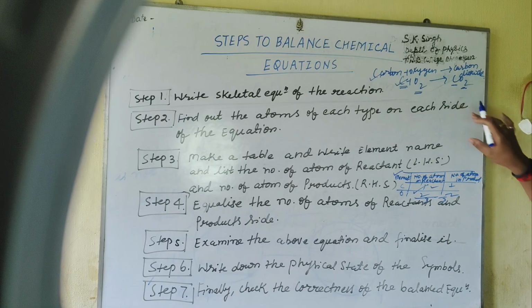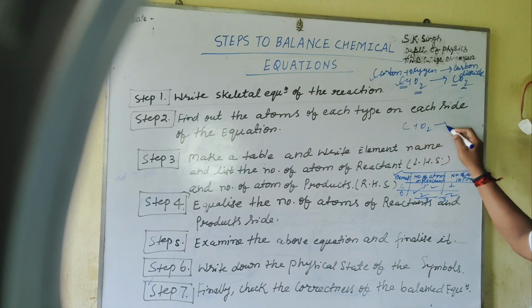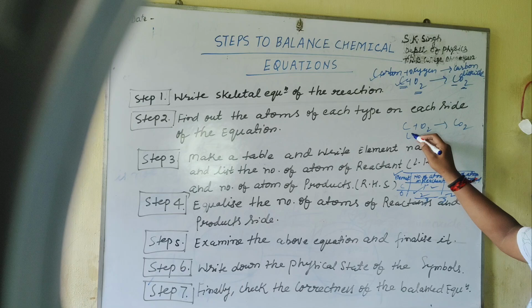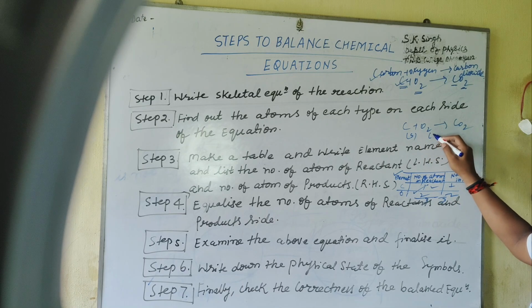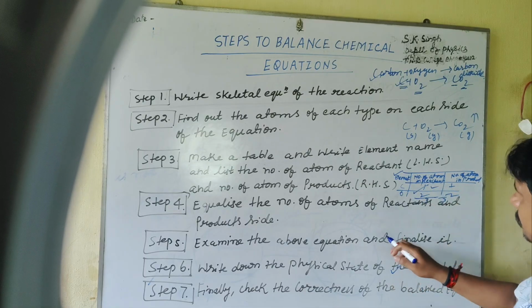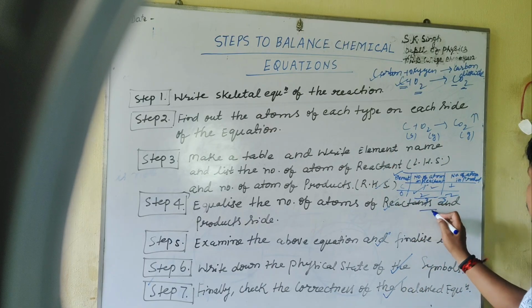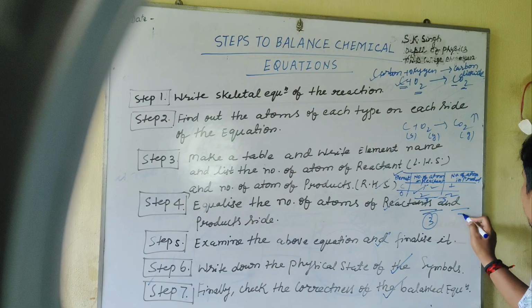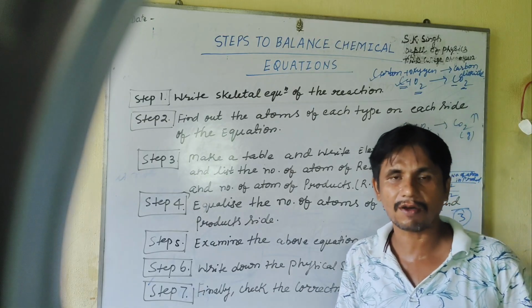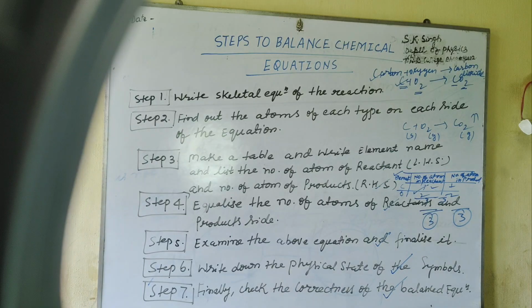Examine the above equation. Write down the physical states of the equation. So carbon plus oxygen gives carbon dioxide. Carbon is a solid substance, oxygen is gaseous, and carbon dioxide is a gas. After that, you can finally cross-check that the number of atoms is 3 and 3, according to the law of conservation of mass, which says mass can neither be created nor destroyed.